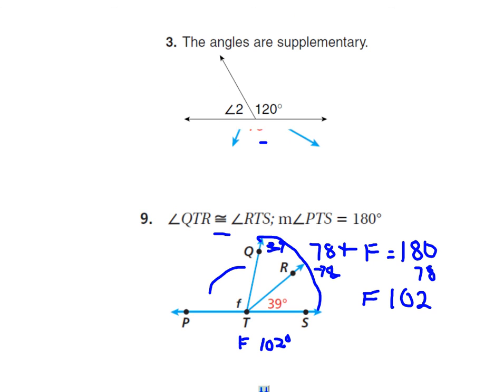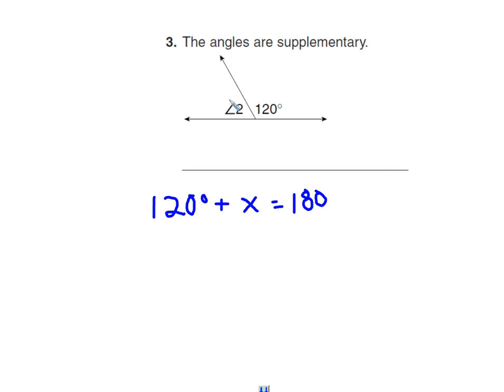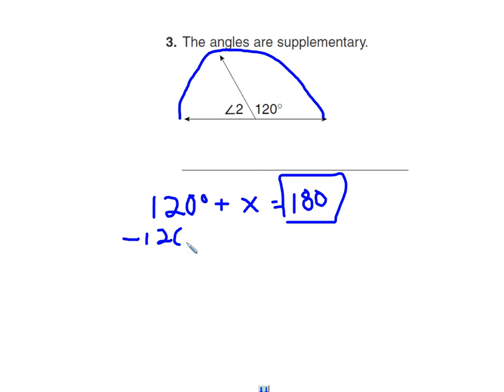Let's go on. These two are supplementary. So from here all the way to here is 180 degrees. Here's 120 plus this additional measure is going to give me 180. The way to find that is to subtract 120 from each side. I get just x all by itself, and subtract 120, I get 60. So angle 2 is 60 degrees. If this is 120, 60 more degrees gives me 180. Let's move on. This is number 3 on your homework.